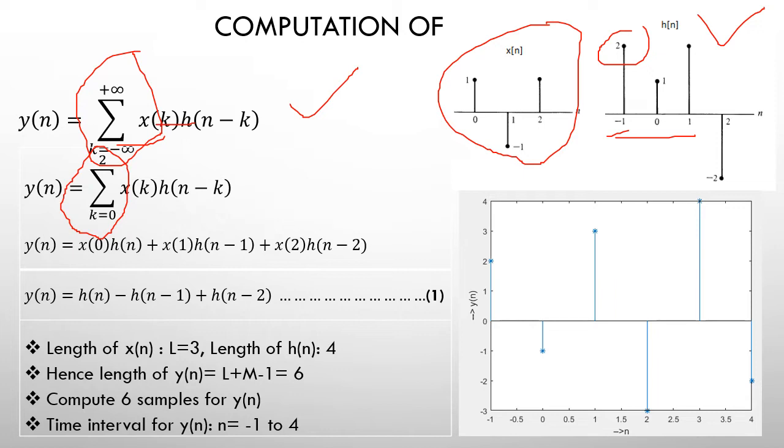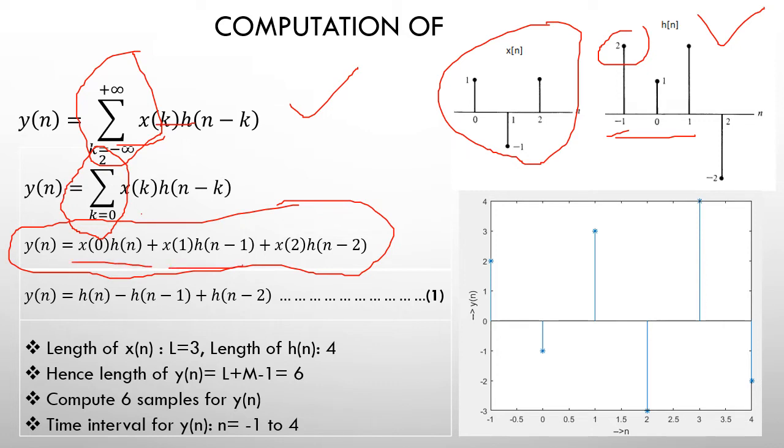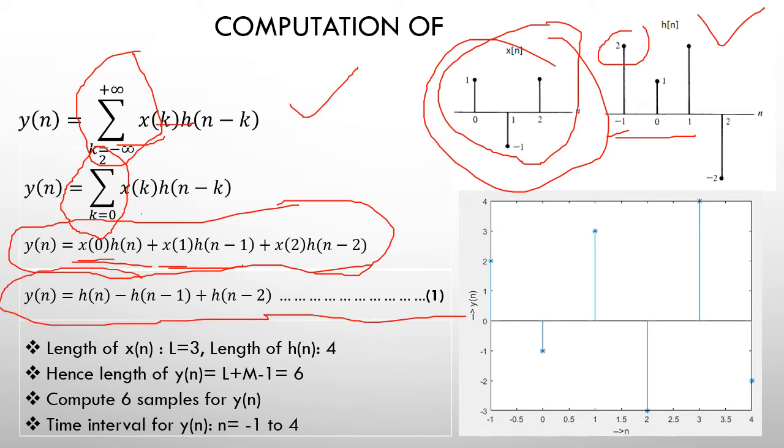And so I modify the limits, rewrite the expression again, and after that what I do is I expand this summation series. So I get three terms here. X of n has three samples, so I'll be getting three terms here. Then I substitute for x of 0. I know the values of x of 0, x of 1, and x of 2. I substitute them, so I get a new mathematical expression. This is the expression which we are going to use to compute y of n.